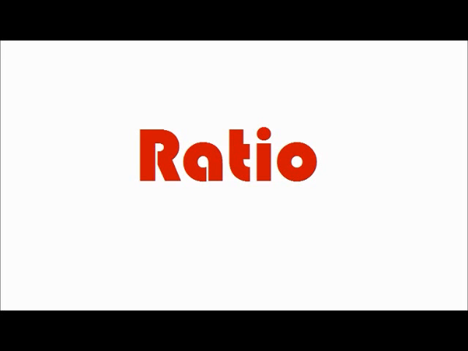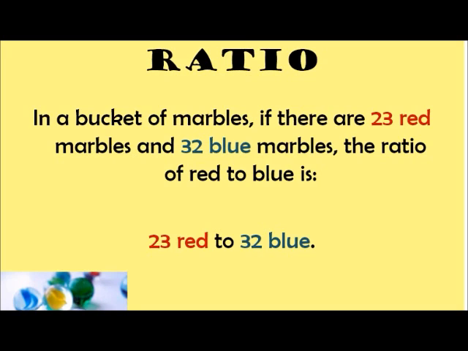This lesson is on finding ratio. When we're talking about ratio, we're comparing two numbers or two quantities. So here we have a bucket of marbles. If there's 23 red marbles and 32 blue marbles, the ratio of red to blue is 23 red to 32 blue. So you're just comparing these numbers and you're asked to find the ratio of red to blue.